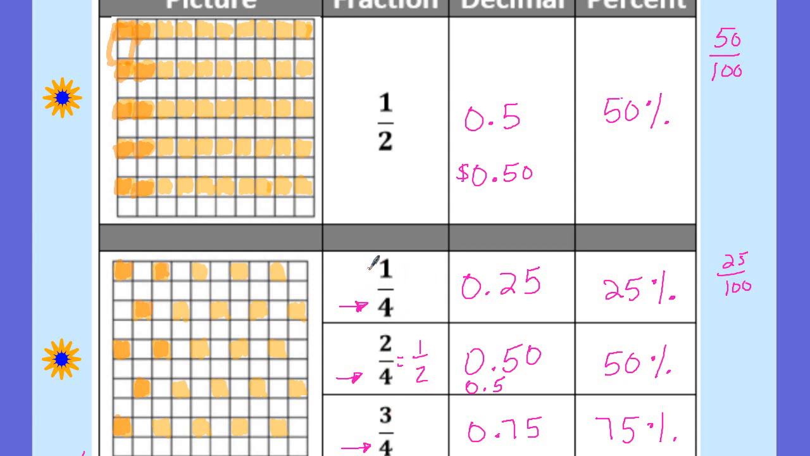And 1/4, you have 1 quarter. 1 quarter is how much money? 25 cents. 1 whole dollar is how many cents? 100 cents. So 25 cents out of 100 cents can be written as the percent, 25%. Here I have 2 quarters. 2 quarters is 50 cents, which is 50%. 3/4 means that I have 3 quarters. 3 quarters is 75 cents, which is 75%.